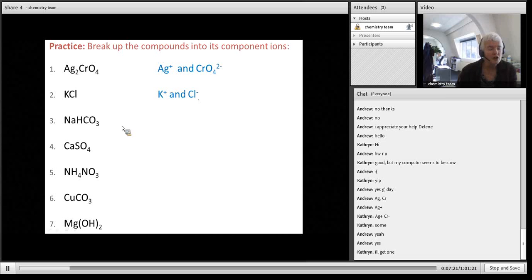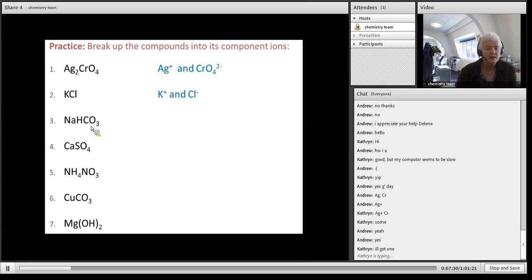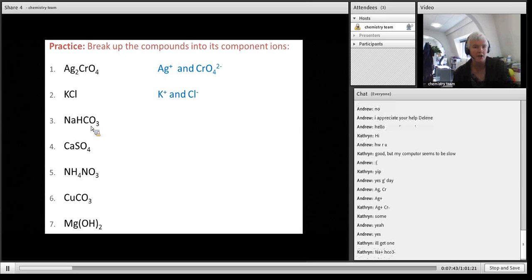Sodium hydrogen carbonate. Can you break that one up into its ions? I can see you typing. If anybody's watching the recording later on, you can just work it out. Right, Na+, great, and HCO3-, correct charges and everything. So there you go.